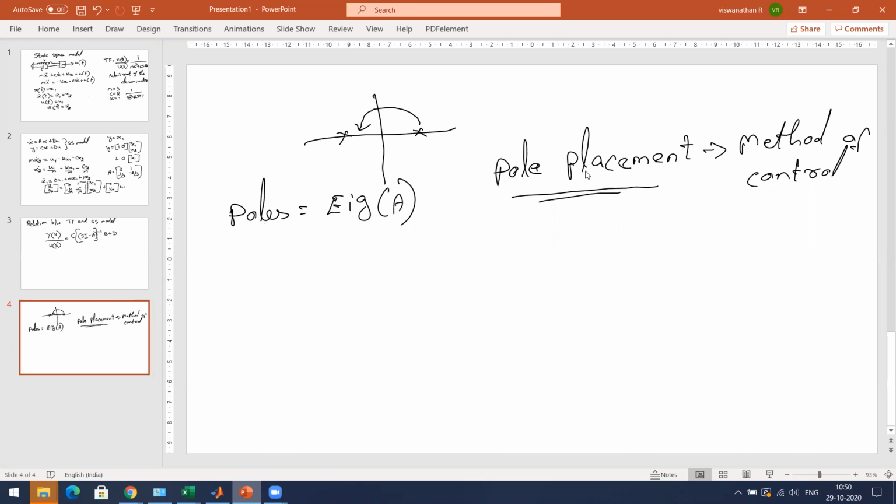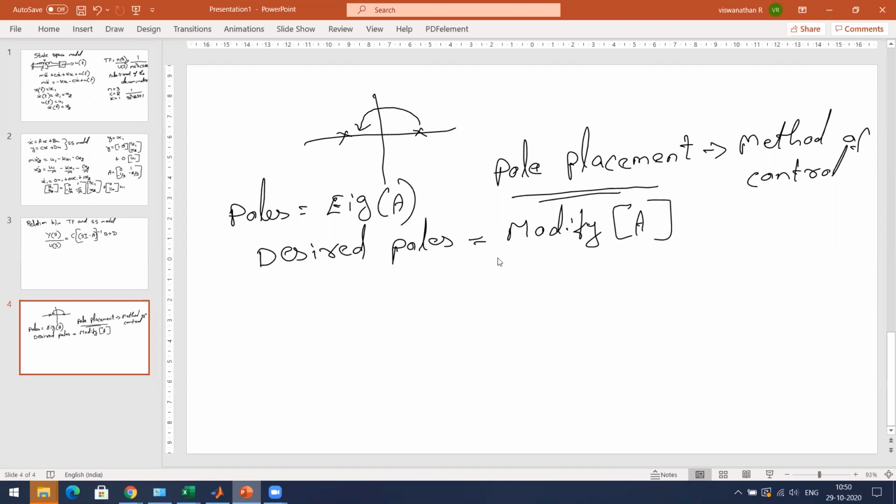So if I have to do pole placement, then I have to change this A matrix. If I modify the A matrix, then I'll get the desired poles. If I have to get the desired poles, meaning the stable poles, I have to modify the A matrix such that the eigenvalues change and you get the desired poles.